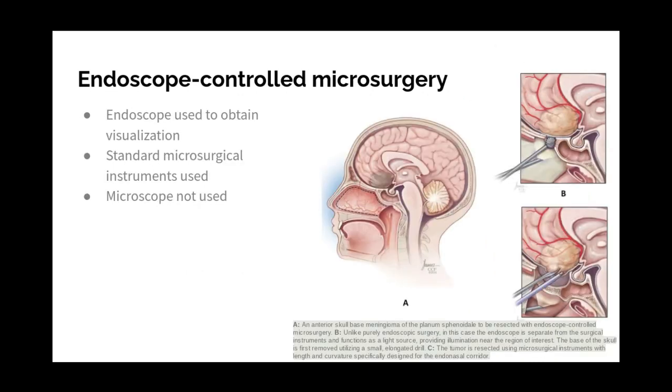The second is classified as endoscope controlled microsurgery, which means that the endoscope is used for visualization. It's used as a light source, and then you have standard microsurgical instruments that are used, but the traditional microscope that's used in neurosurgery is not used. So oftentimes for skull-based surgery, this is kind of the hybrid combination that we might see.